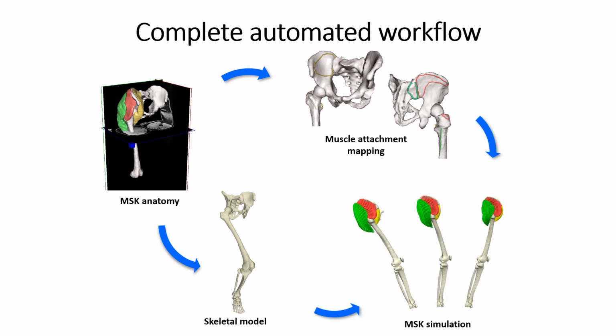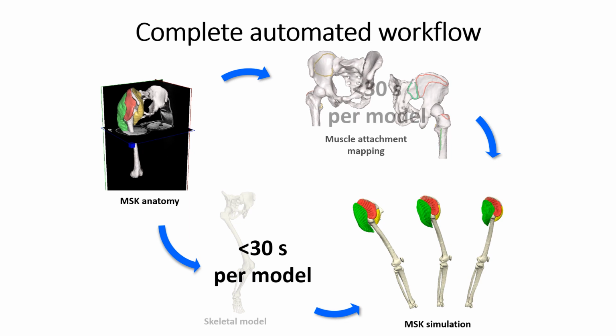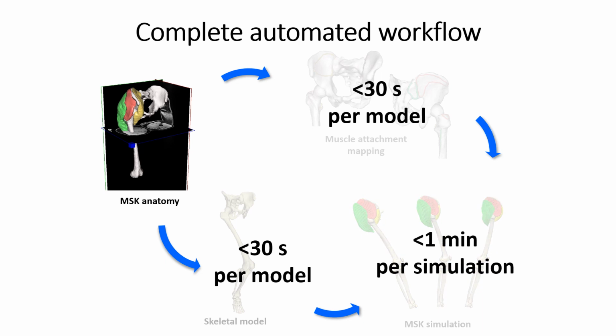for musculoskeletal simulations. The current prototype we have takes around 30 seconds for building the skeletal models, 30 seconds for the muscle mapping, and less than a minute for the simulation. As you can imagine, this represents a huge step forward compared to the previous time-consuming approaches that I've mentioned in the introduction.